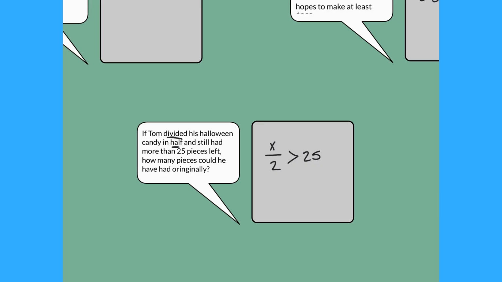And every word problem is going to be a little bit different, no matter how many examples we go over. So you've just got to read through it carefully, think about what makes sense in the problem, try some sample numbers out to see if it works, and then write your inequality.